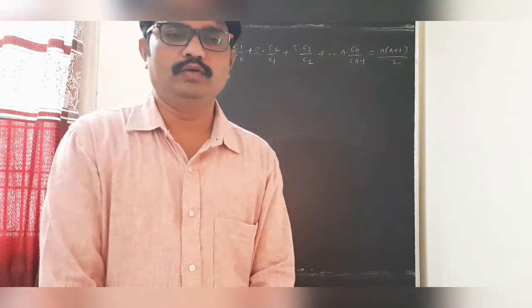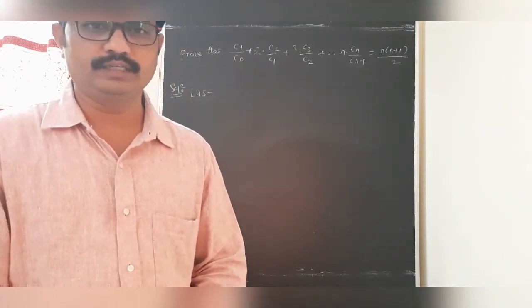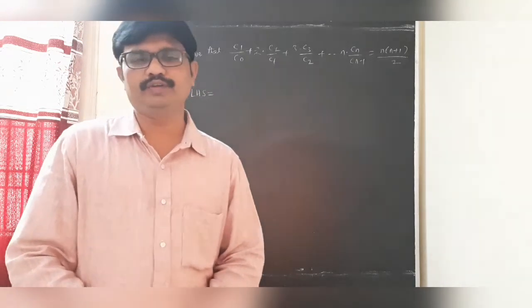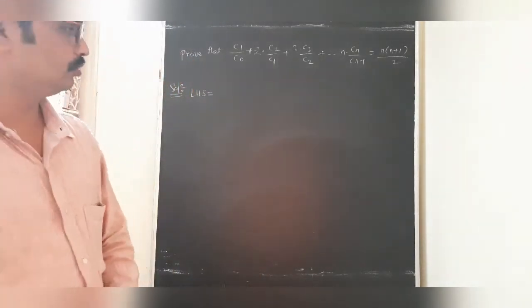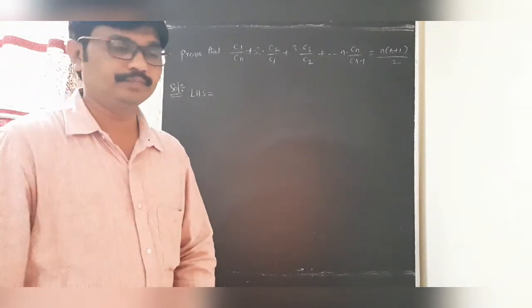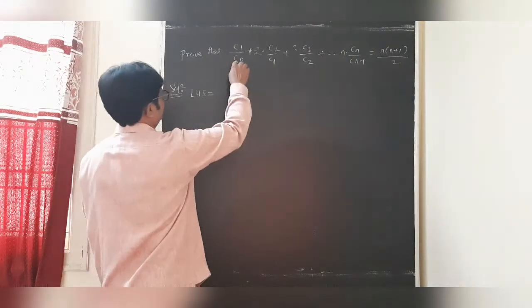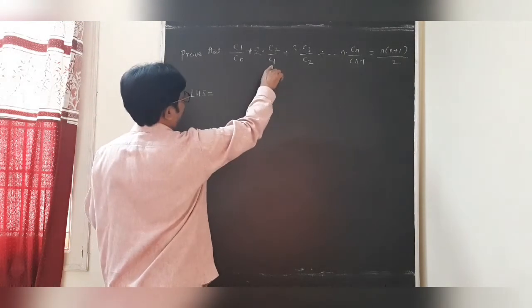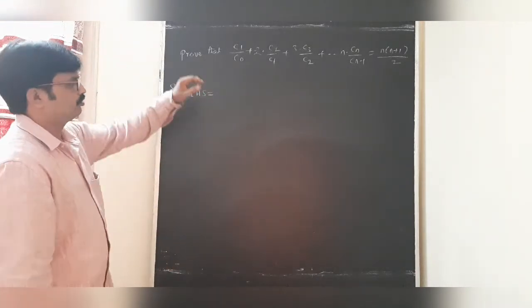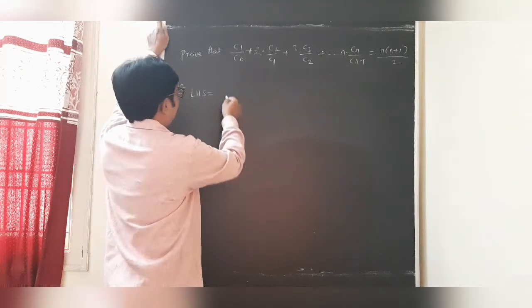Today we are going to discuss the binomial theorem, the properties of the binomial coefficients. The sums are related to the properties of the binomial coefficients only. Now, students, C1 by C0, 2 into C2 by C1, 3 into C3 by C2, and so on, n into Cn by Cn minus 1.